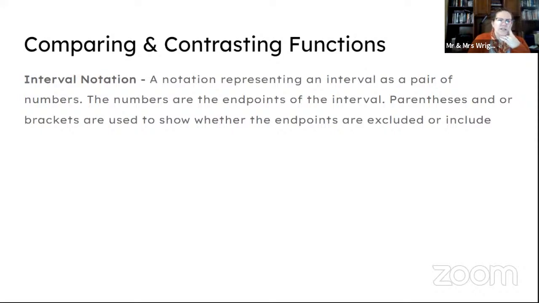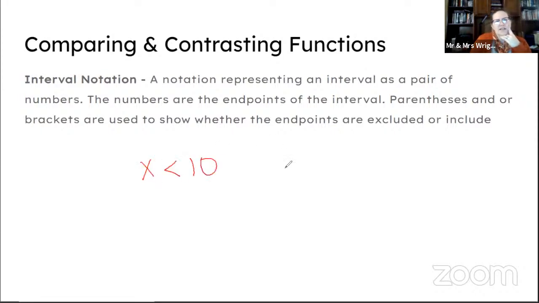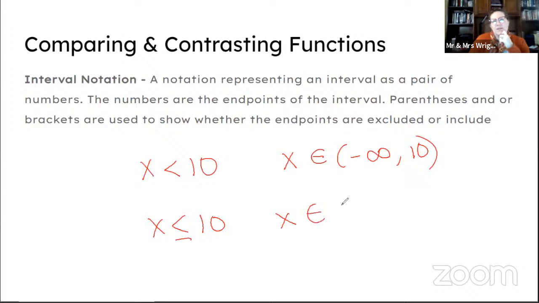Interval notation. Like we said, x is less than 10. You could write that in interval notation as x is an element of negative infinity to 10. So it can go anywhere from negative infinity all the way up to, but not including, because of the parentheses, 10. If you said x is less than or equal to 10, you would say x is an element of negative infinity to 10 with a bracket, because this is telling us that x can go anywhere from negative infinity all the way to and including 10.